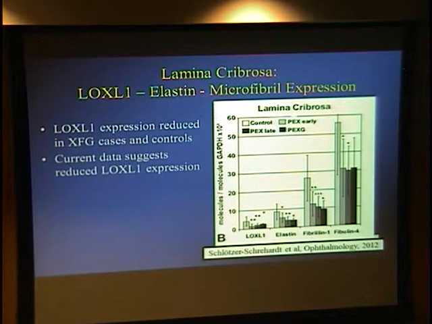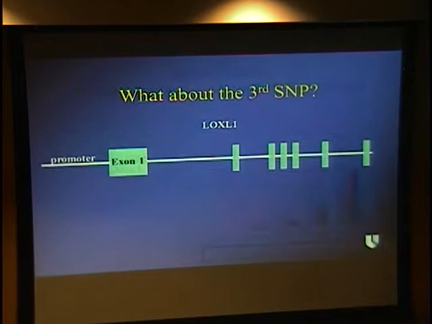So if you look at the lamina cribrosa tissue, you say, okay, I want to look at what's expressed. Here's LOXL1, elastin, and the microfibril system, all involved in elastic tissue. You can see that if you compare it to controls, there's much less of all of these things. So you have down-regulated, compared to controls, the entire elastic tissue generating architecture and mechanism.